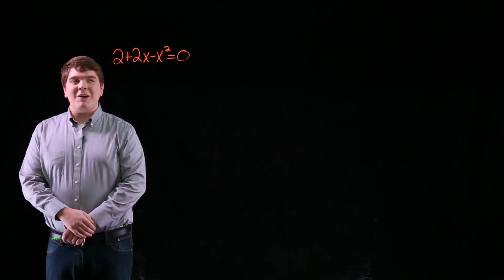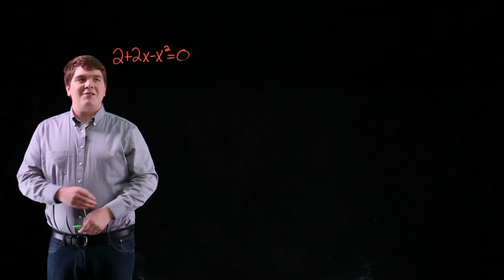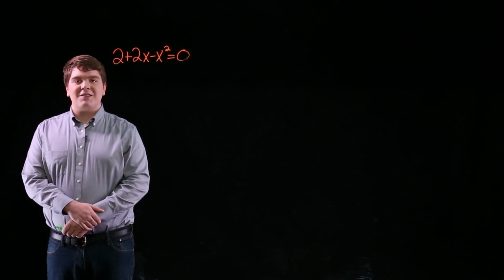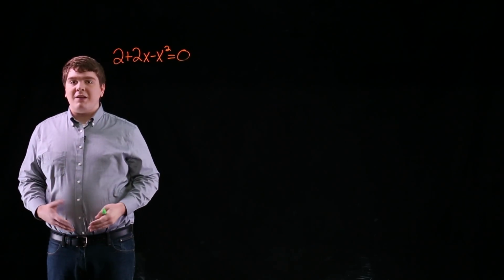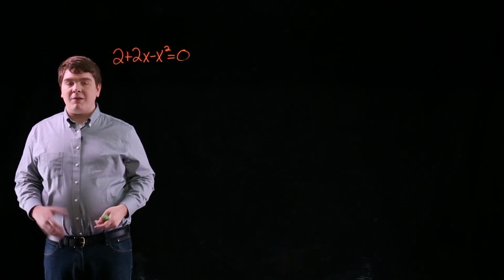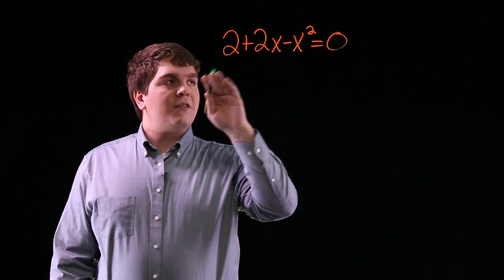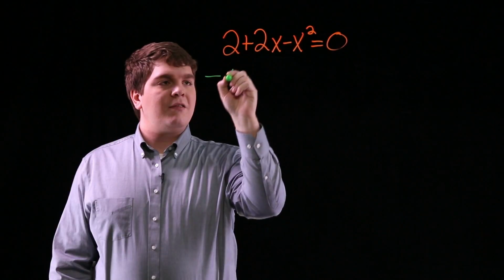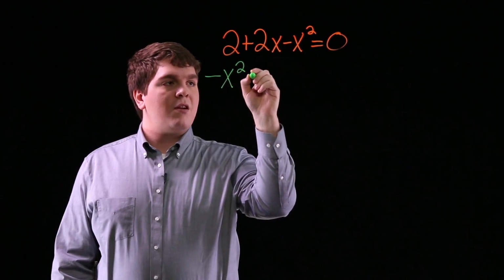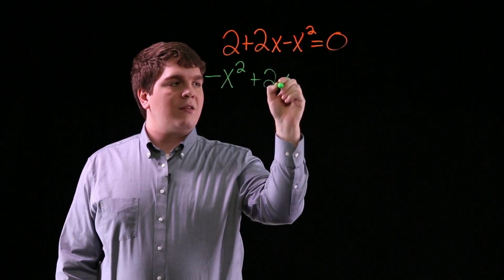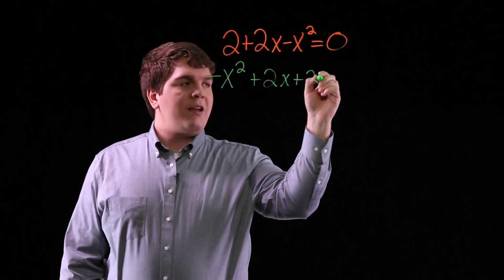Hi, my name's Gabe. For this problem, we're asked to solve the quadratic equation 2 plus 2x minus x squared equals 0. Let's begin by rewriting this quadratic equation in the general form, which for this case would be negative x squared plus 2x plus 2 equals 0.